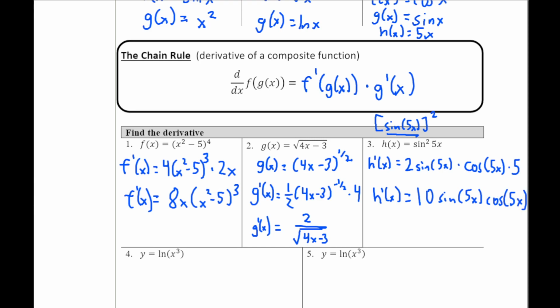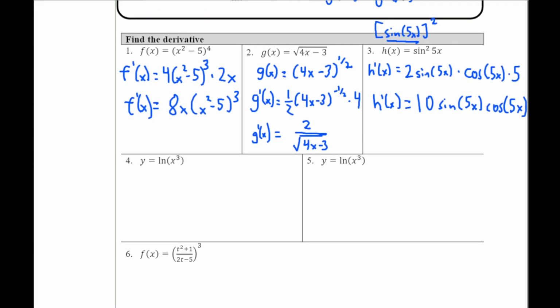All right, here. If you can see here, the outside function's an ln of x, and the inside, well, it's an x cubed, not an x. So if you recall, the derivative of ln x is just 1 over x. So you can take the derivative of this as normal, so 1 over x cubed, but then you have to multiply by the derivative of the inside, which is 3x squared. And then when you simplify that, you get a 3 over x.